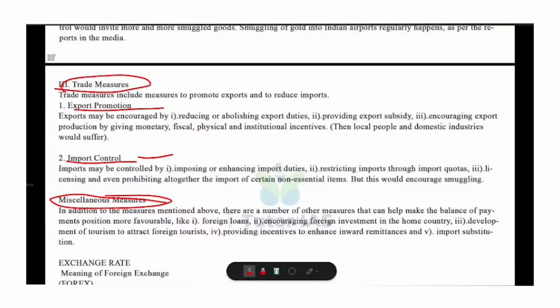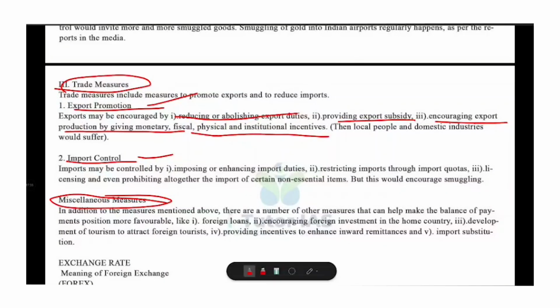Okay, then we talked about trade measures. So trade measures are deliberate government actions to improve the BOP by promoting export and controlling imports. We told about export promotion, that is, the goal is to make domestic goods more competitive abroad and increase foreign earnings. And the methods included are reducing or abolishing export duties that makes exported goods cheaper for foreign buyers. Then providing export subsidies, that is, government gives financial support to exporters to reduce their cost of production. Then encouraging export production by giving monetary, fiscal and institutional incentives.